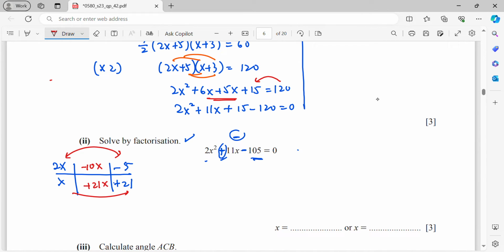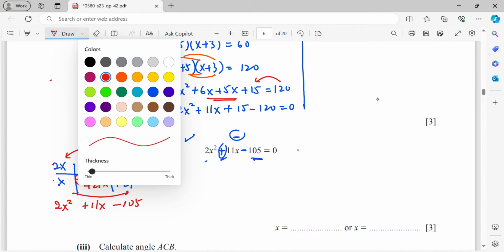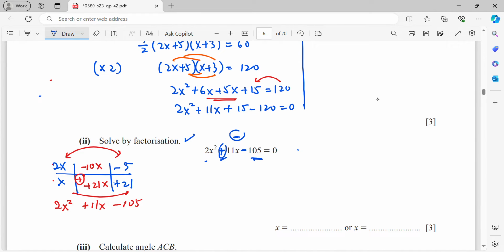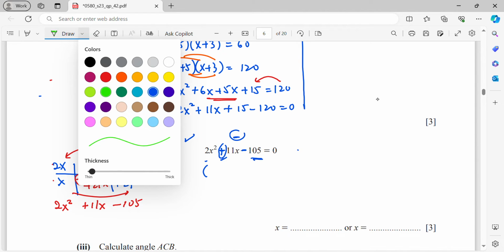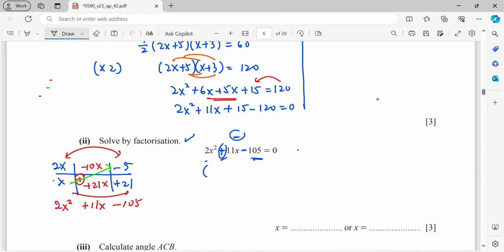So your final answer, 2x times x, 2x squared. The middle one you always plus. So it will be minus 10x plus 21x, you get plus 11x. Then the third column you multiply, so it will be negative 105. Now for the final answer, you need to cross multiply. That means I will get two factors. The first is x minus 5, and the second is 2x plus 21.